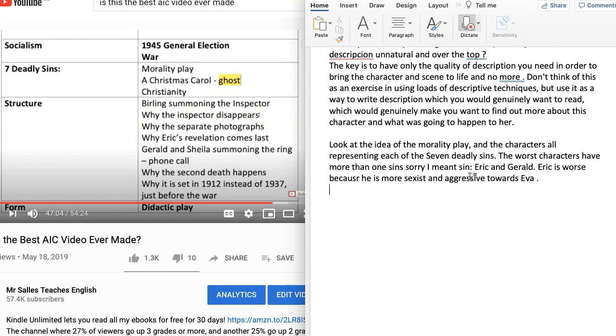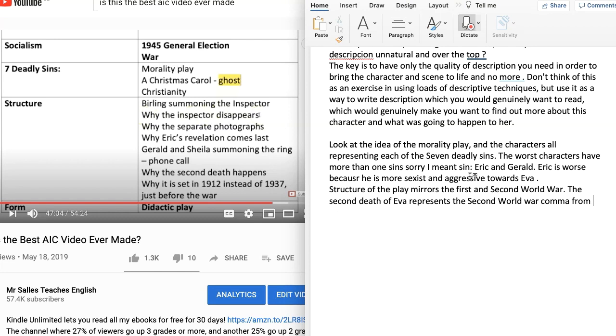Structure of the play mirrors the First and Second World War. The second death of Eva represents the Second World War, from which society must now learn, just as the Birlings must now learn from the second death.